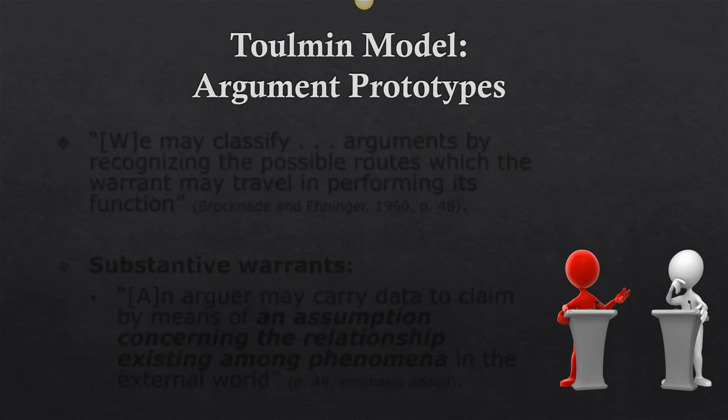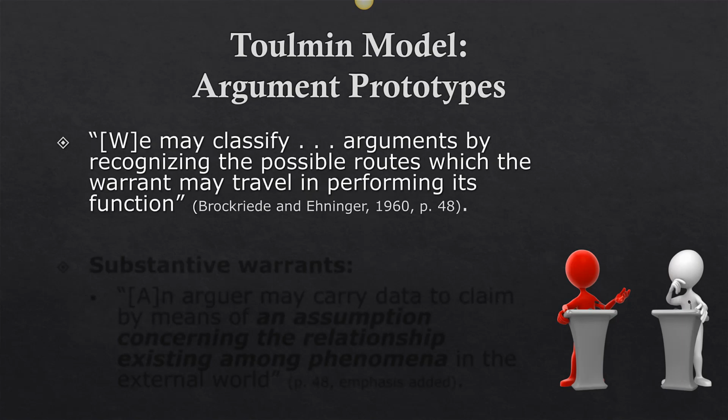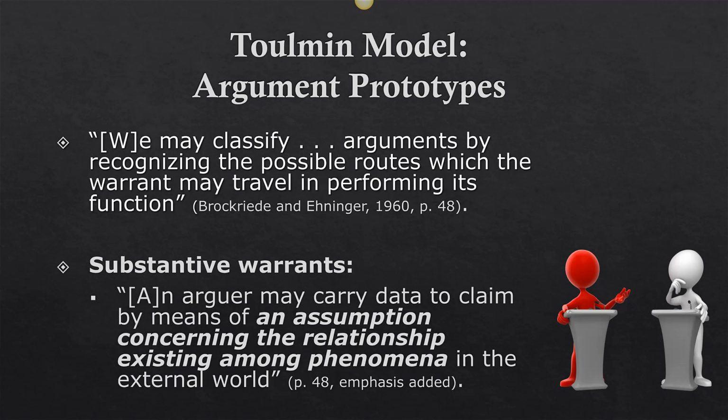Brock, Reedy and Ehninger, in their 1960 article that introduced Stephen Toulmin's argumentation theory to the U.S. speech communication community, defined argument prototypes like this. "We may classify arguments by recognizing the possible routes which the warrant may travel in performing its function." What we want to talk about for the next couple of videos is what they identify as substantive warrants.